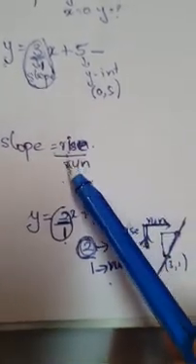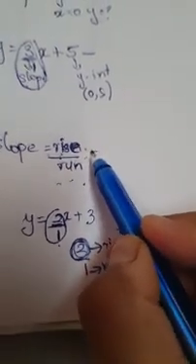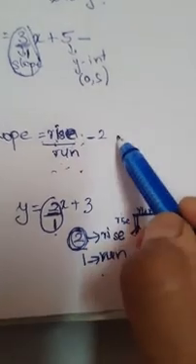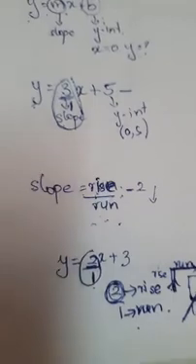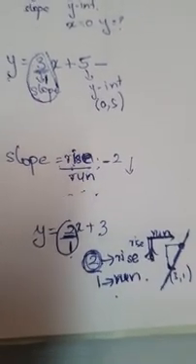Rise means go up, run means go to the right. Now if the rise is negative, for example -2, that means it will fall down, not go up. If it is a positive number, it goes up. If it is a negative number, it comes down. Okay, girls, when I do the questions, I'm sure you will understand what I'm telling you about.